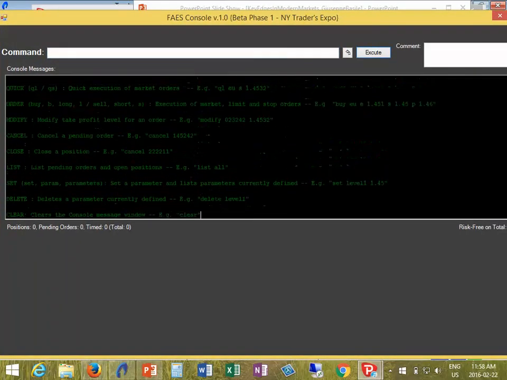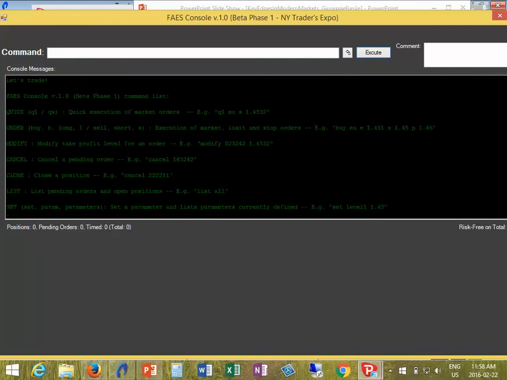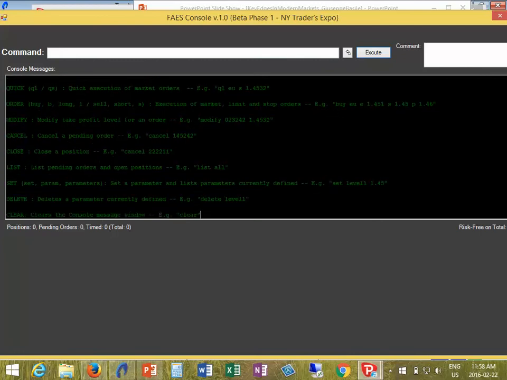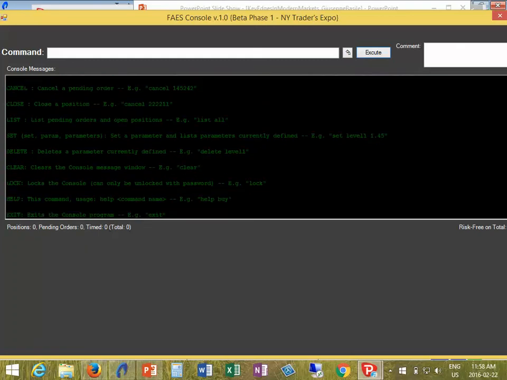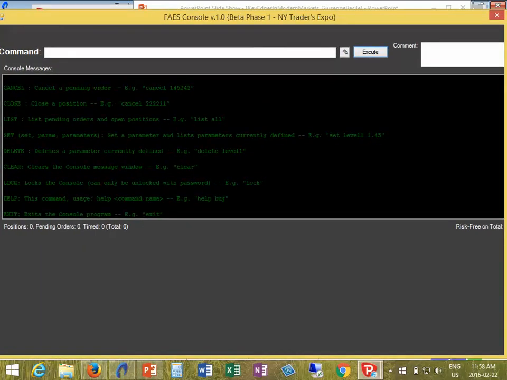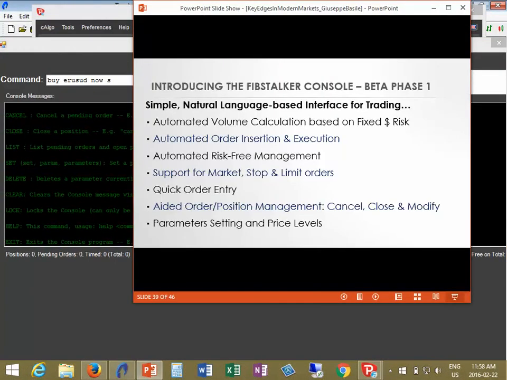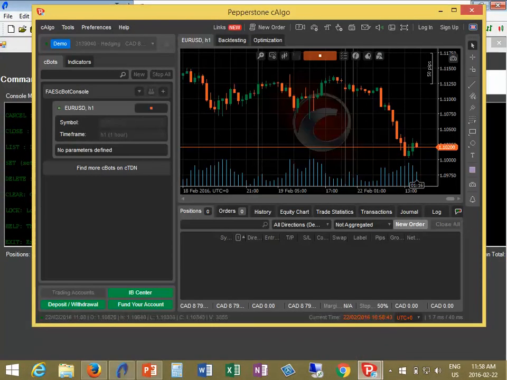So we have simple things like, of course, entering an order, modifying an order, closing it, canceling it, and setting parameters. So without further ado, let's do something like this. Let's buy the euro-dollar now at market with a stop, let's say below, I'm just looking at price now. Of course, I'm not demonstrating profitable trading here. I'm just demonstrating the console, okay?